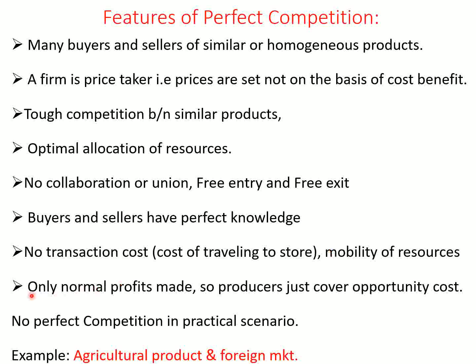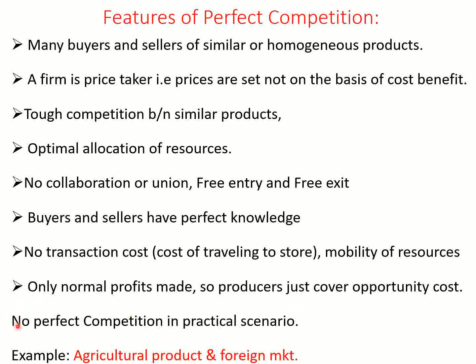In this market structure, only normal profit can be made. Thus, producers or the firm can only cover the opportunity cost. In the long run, particularly, a firm cannot make an economic profit. Rather, a firm can make only normal profit that covers the opportunity cost.